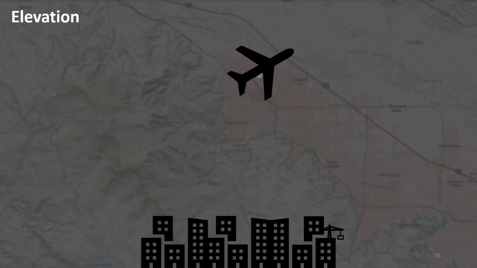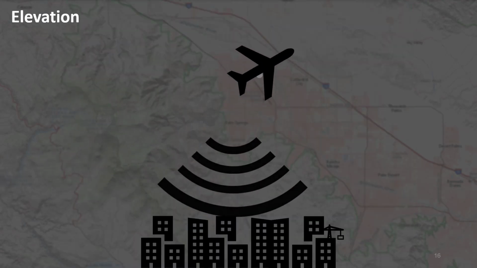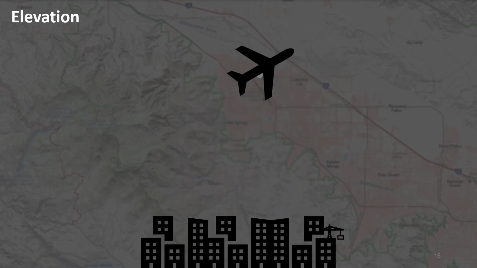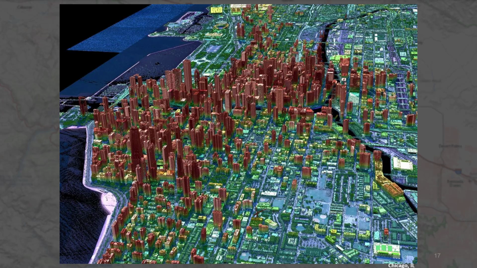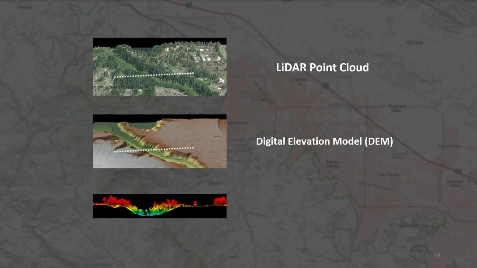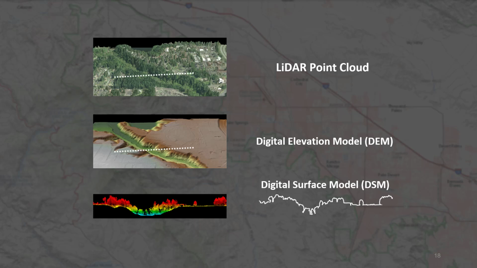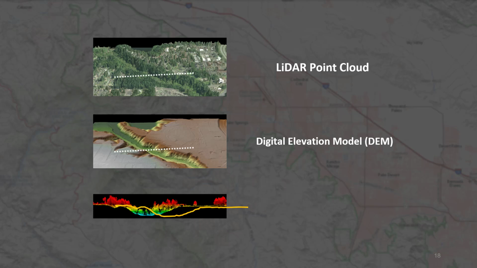3DEP LiDAR data are collected from aircraft using sensors that detect reflections of a pulsed laser beam. The reflections are recorded as billions of individual points, collectively called a point cloud, that represents 3D positions of objects on the surface of the Earth, including buildings, vegetation, the ground, and other features. Various surface models can be created from the point cloud data, such as digital surface models, DSMs, a first return surface, or a DEM, a bare Earth surface.